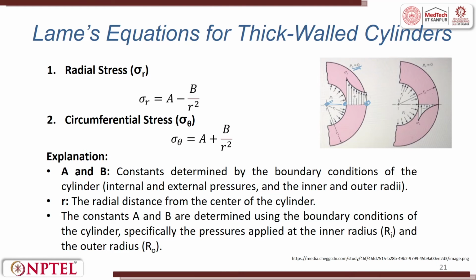Also, Lame's equations for thick walled cylinders were discussed, in which sigma r is equal to A minus B by r square and circumferential stress sigma theta is equal to A plus B by r square. Here A and B are constants determined by the boundary conditions of the cylinder, that is internal and external pressures and inner and outer radii. r is the radial distance from the center of the cylinder. These were already discussed in the theory lectures by Professor Ram Kumar.